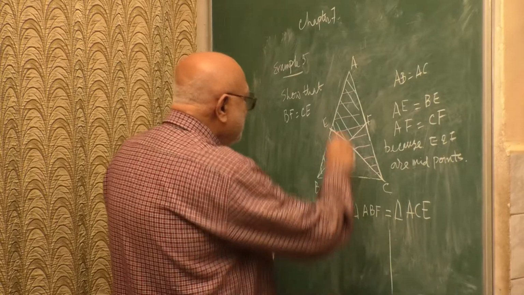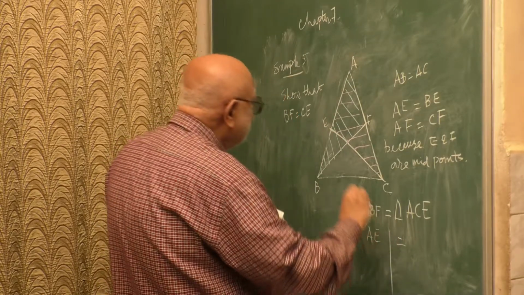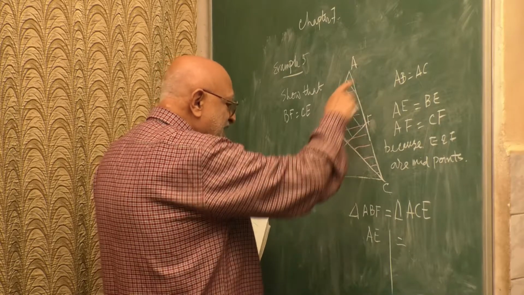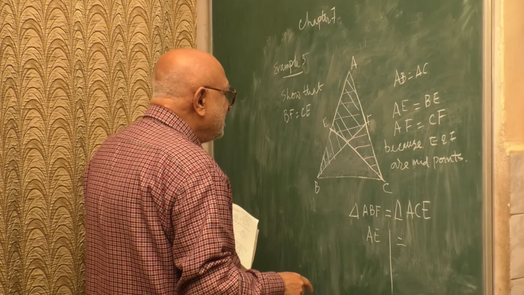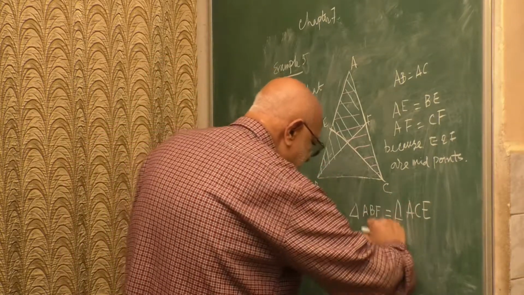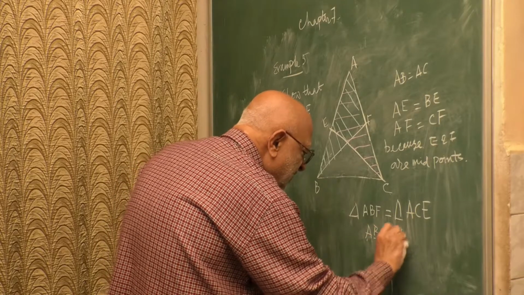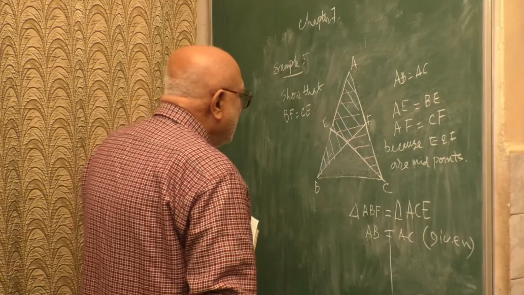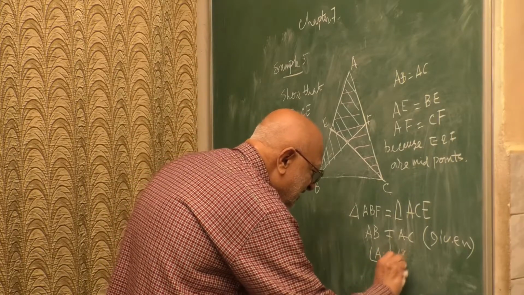Okay, what do I have? In ABF, I have AE. AE is equal to, that is of which triangle? That's of the pink triangle. No, that's of this thing. In ABF, AB should be equal to AC, not AE. Sorry. This is AB and this is AC, they are given. AB equal to AC, that is given. Okay. And what else has been given? Angle A is common to both. Angle A is equal to angle A, common.